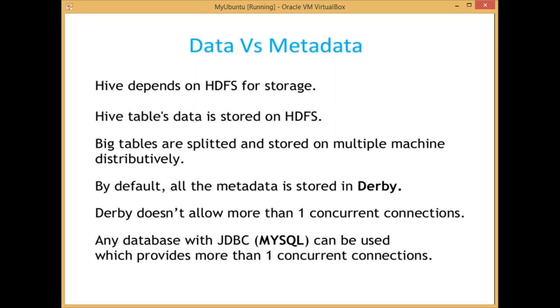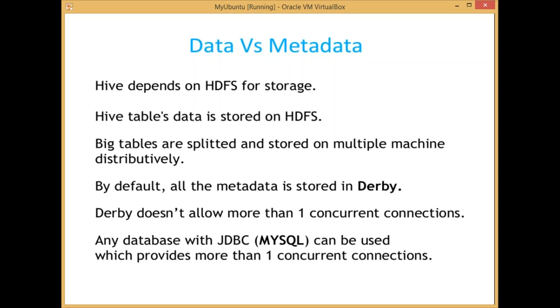But Derby has a limitation. Derby does not allow more than one concurrent connection. That means at any point of time, you have one connection to the Hive. One user is already connected to Hive. At the same time, another user wants to connect to the Hive. That means at the same time, we want multiple concurrent connections. So that is not possible with Derby.